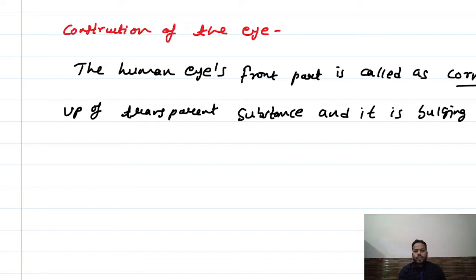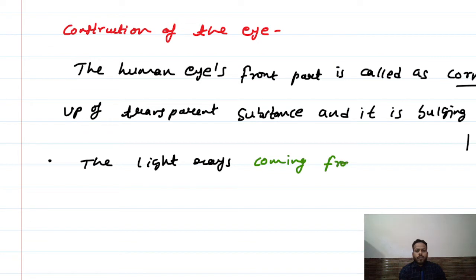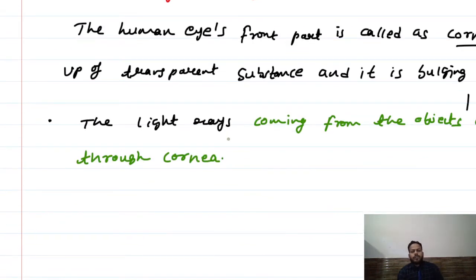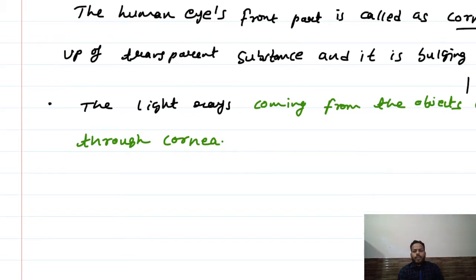So moving from this point onwards, the second important point is that the light rays coming from the object enter the eye through the cornea. Whatever light rays are coming from the objects enter our eye through the cornea. cornea जो front part of human eye है बच्चों, उसके through ही light ray हमारे eyes में enter करता है.